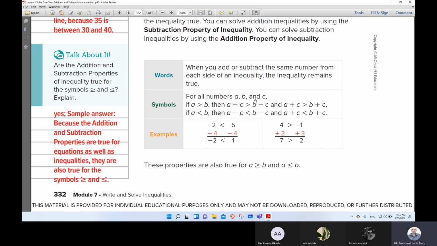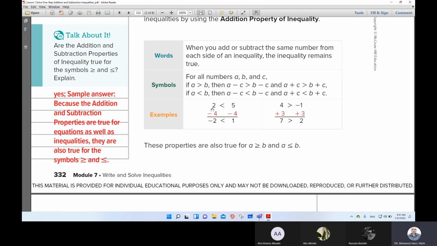For all numbers a, b, and c, suppose we have the inequality a greater than b. We can subtract the same number from the two sides. Take c, then a minus c on the first side and b minus c on the second side. Is a minus c greater than b minus c? Yes. And if you add the same number, you get the same idea. No change in the sign, which means it remains true. When you have a less than b, if you add the same number to the two sides, you get a true inequality.